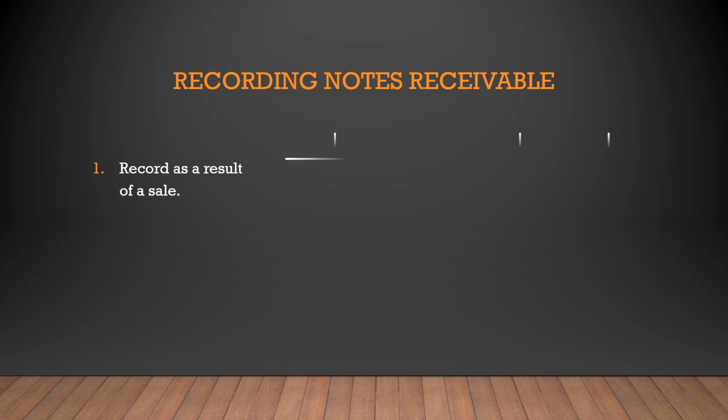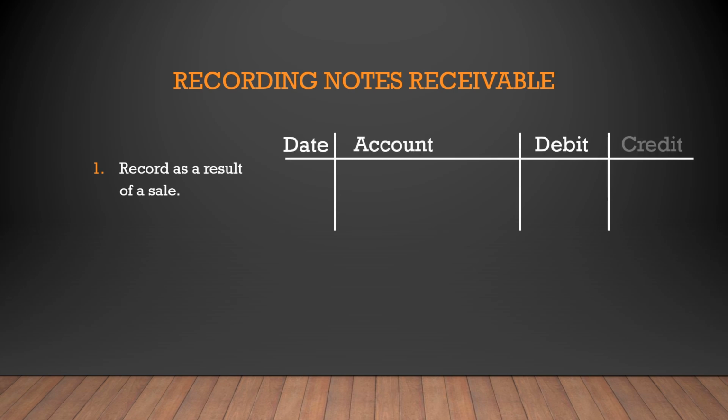A customer may want to make a credit purchase, but he knows right off the bat that he needs more time than the standard credit allows. So he'll sign a note right then and there. This entry will consist of a debit to notes receivable and a credit to sales. This is just like your standard credit sale, except we swap accounts receivable with notes receivable.